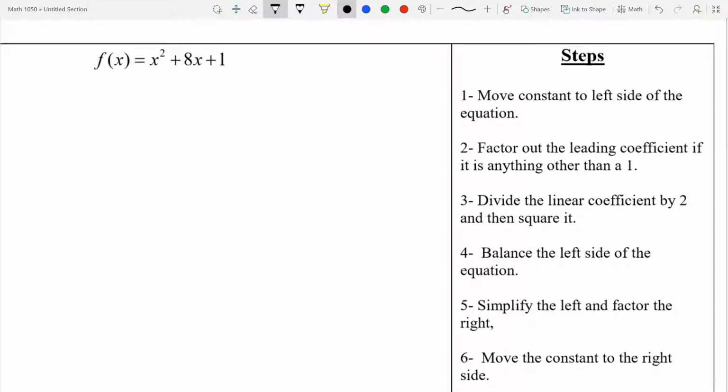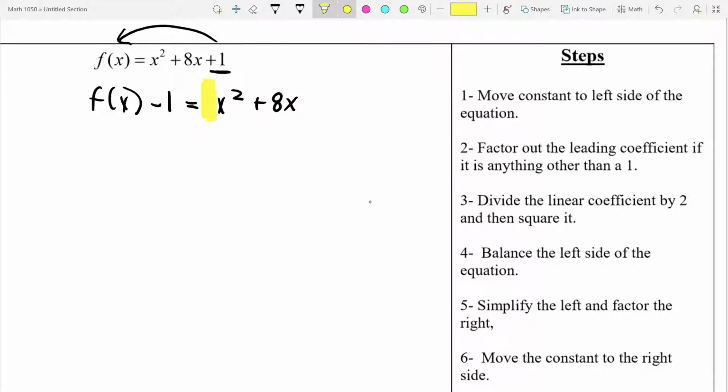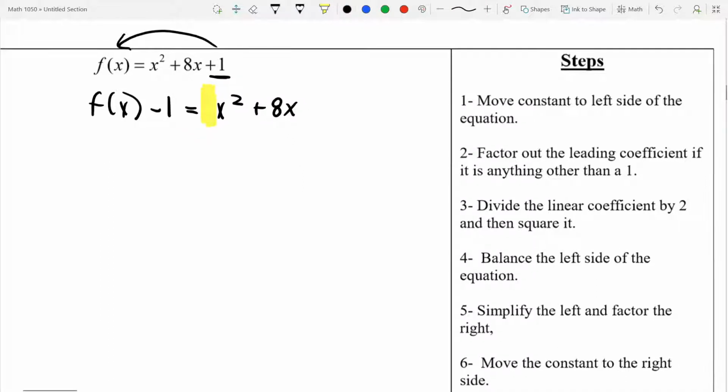Okay, completing the square to get this in standard form. Step number 1, take the constant, which is right here, and move it over to the left-hand side. So now I have f of x minus 1 equals x to the second plus 8x. Step number 2, look at the leading coefficient. If it's anything other than a 1, you need to factor it out. This is the leading coefficient. It's the number in front of the x squared. There's nothing there. So what is it? It's a 1. So there is no step number 2.